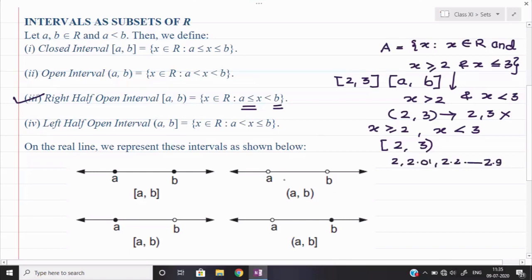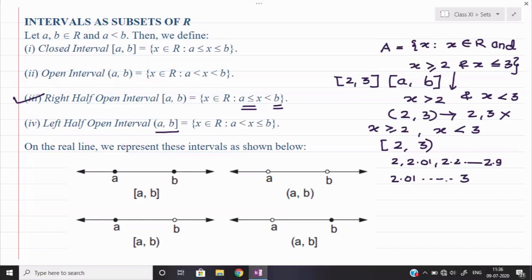Similarly, if I say the value will not include a but it will include b, in that case the interval will come in this manner. Means 2 will not come, 2 point something you can take, and so on, you can take the value till 3. So wherever they are applying the closed interval, that value will be included, and wherever they are not applying the closed interval, the value will not be there, means that value we shall discard.